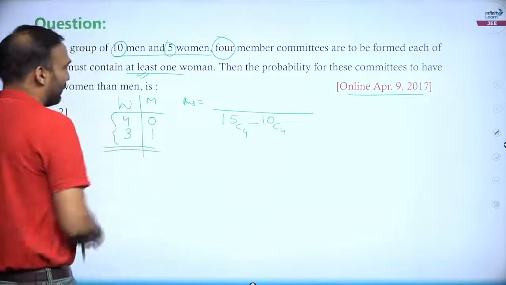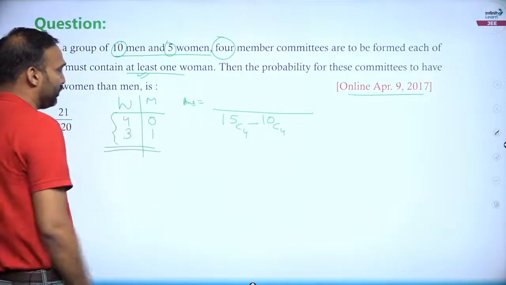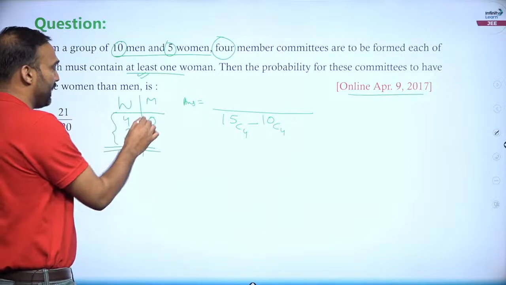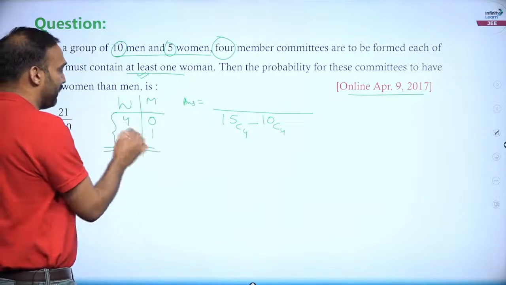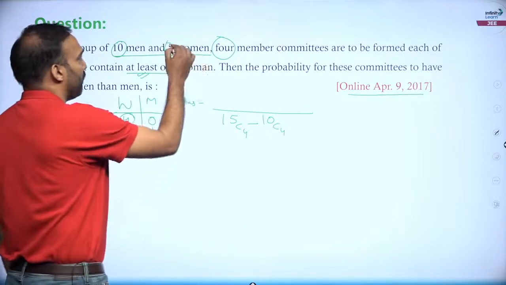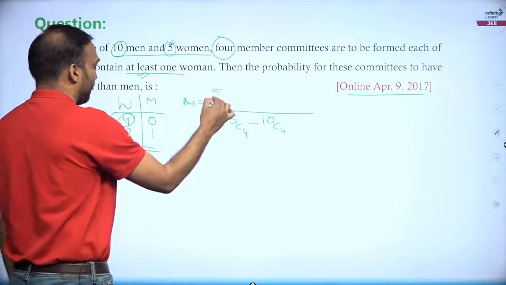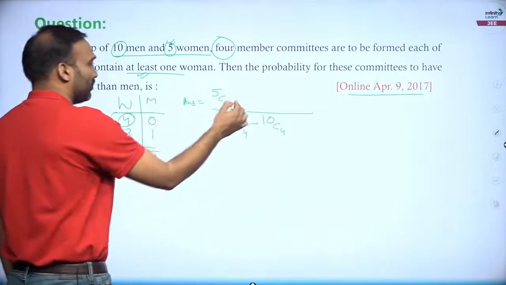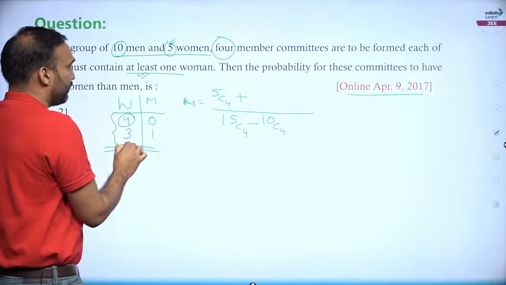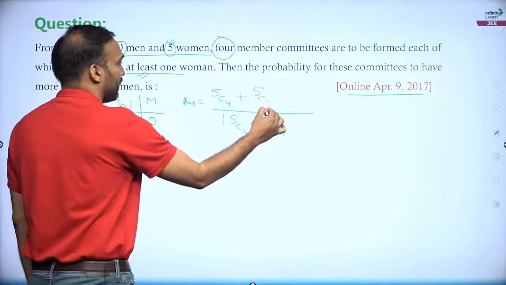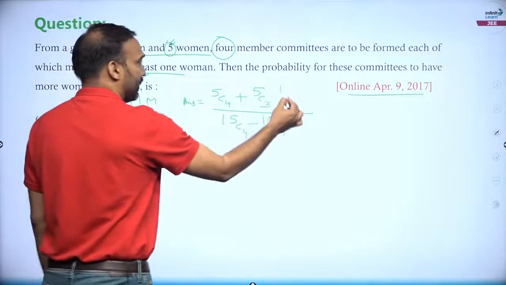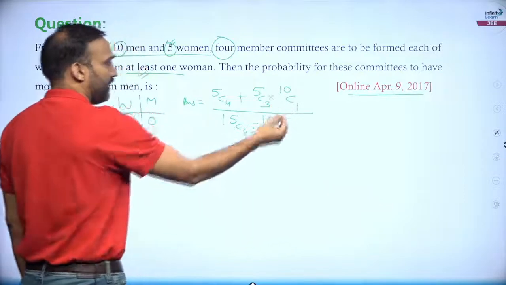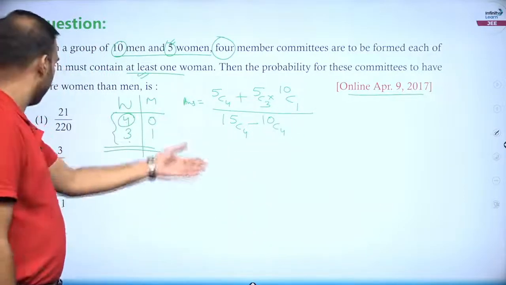So now I have to calculate the favorable. For favorable, these are the 2 possibilities. I will have 4 women and 0 men, or 3 women and 1 man. Select 4 women. How many women do I have? 5. So 5C4. Men is 0, so I don't have to care. 3 women: 5C3. 1 man: 10C1. It's an AND condition, right? I need 4 people. So this would be my answer.